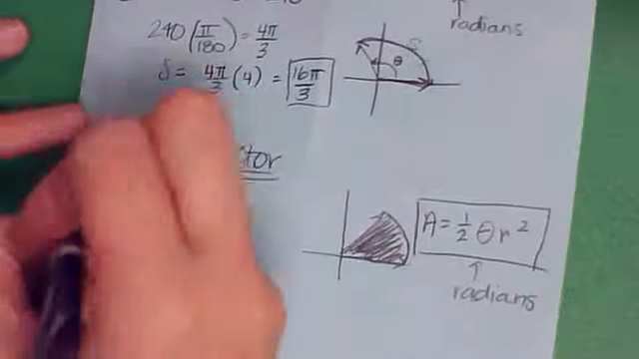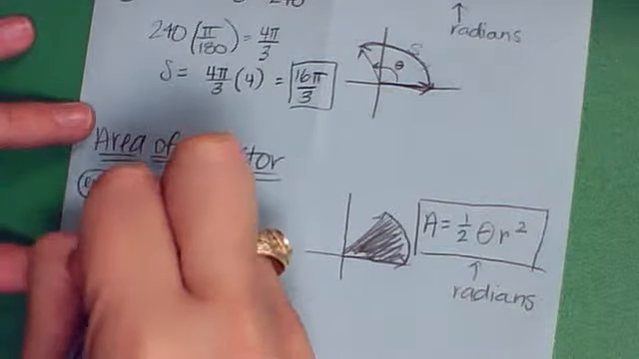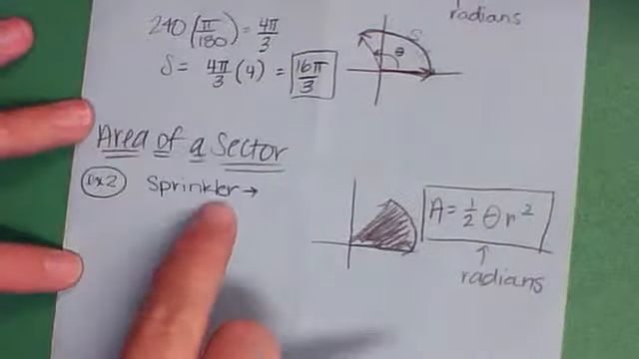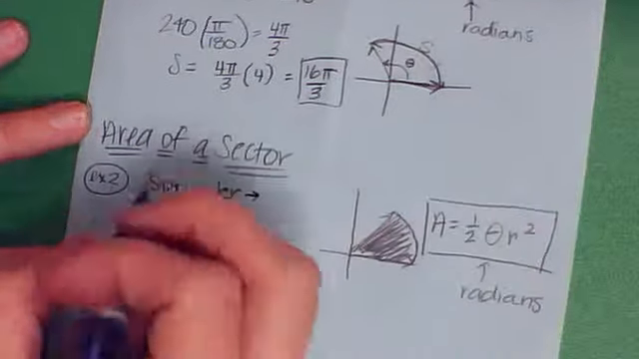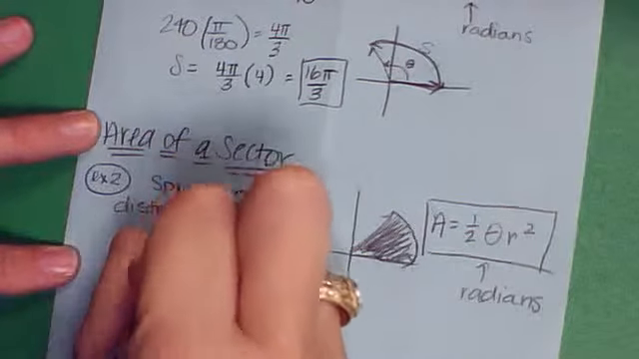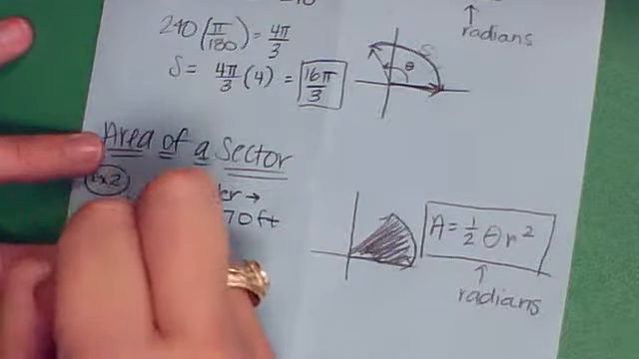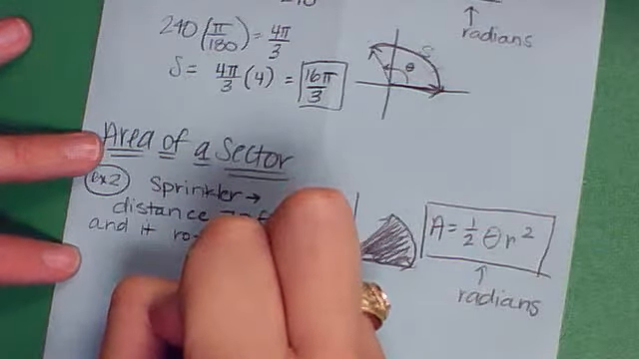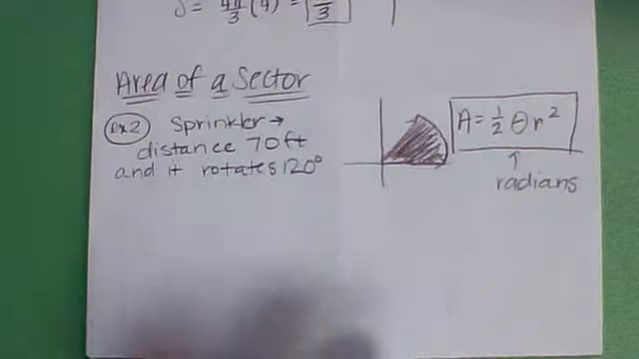I can use that formula to get an answer, to figure out how much area this is here. For example number 2, the sprinkler, okay, think of a sprinkler that ticks around, waters the yard. I want to know how much of the yard it waters. So the distance it can cover is 70 feet, and it rotates 120 degrees. Okay, and I want to find the area that's being watered.